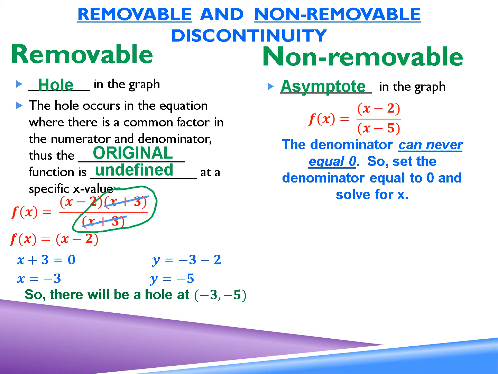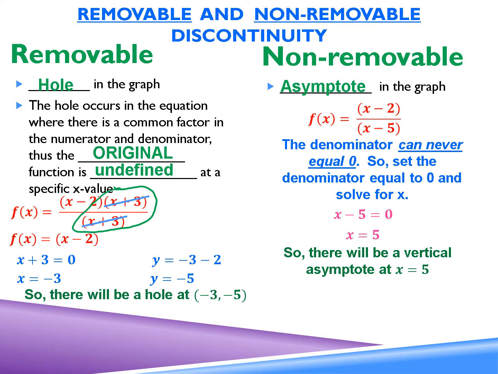Obviously nothing can cancel out here. So we take the whole denominator, x minus 5, and we set it equal to 0. We find that if x equals 5, 5 minus 5 is 0, so we can't have that. So we are going to have a vertical asymptote at x equals 5. Again, this is non-removable because we didn't actually remove anything from the equation. We simply took the denominator, set it equal to 0, solved for x, and that's the equation of our vertical asymptote.